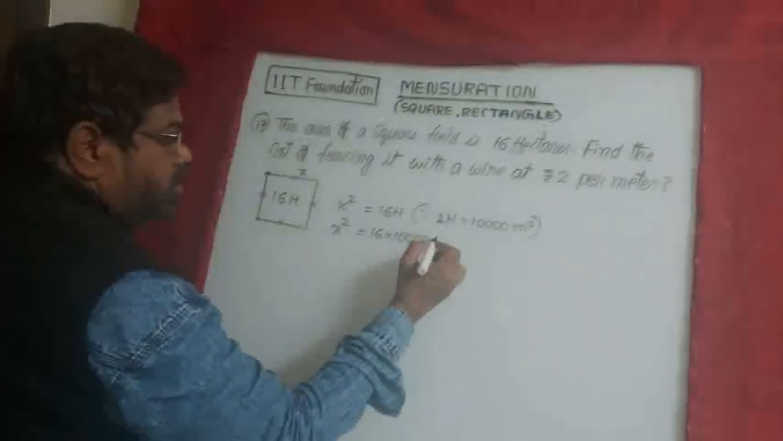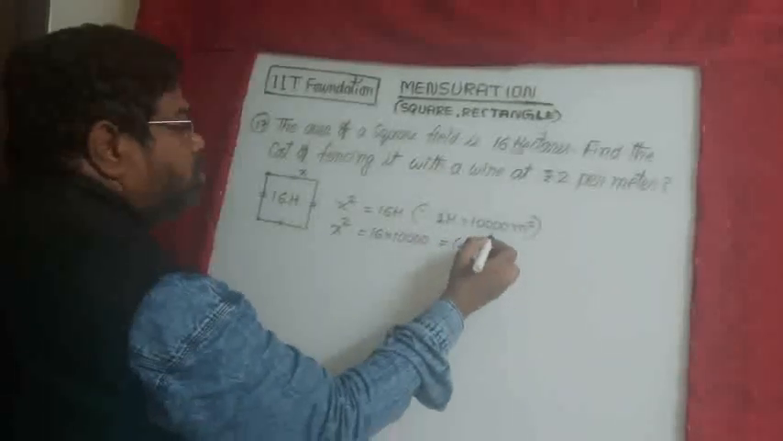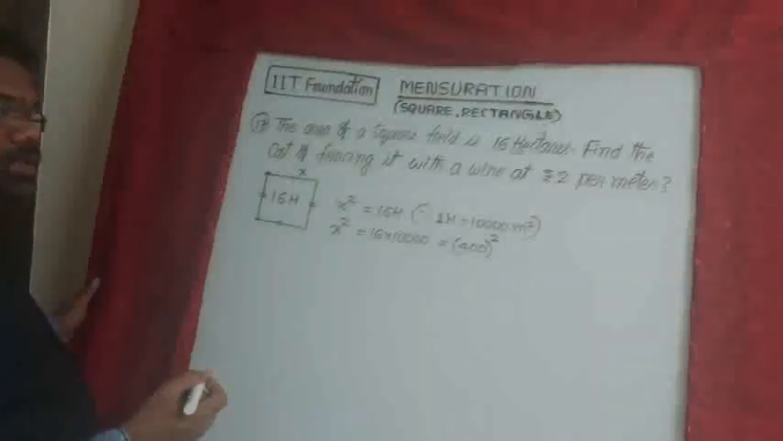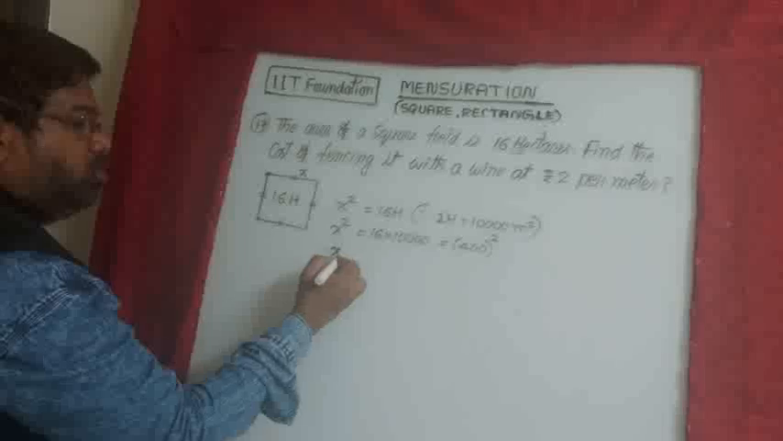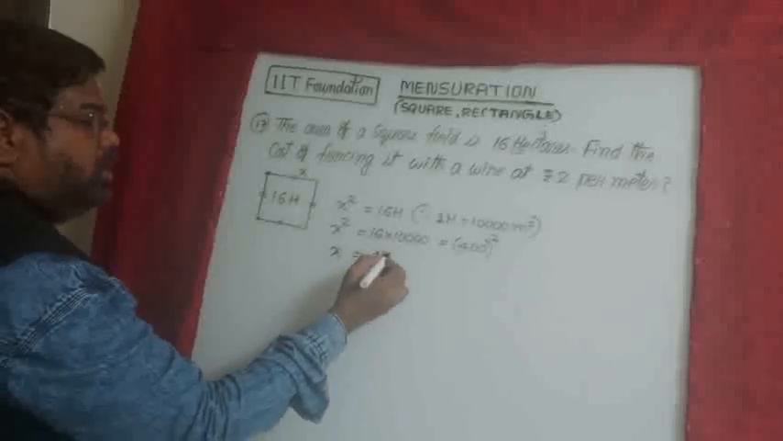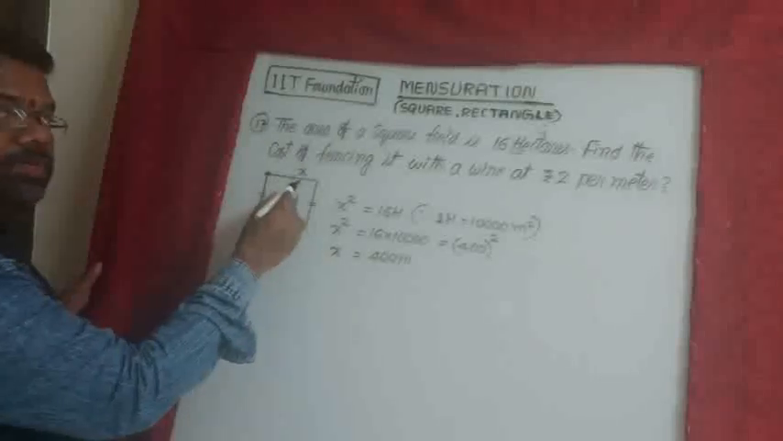So square meters. Now this can be written as 400 whole square. 400 into 400 is 160,000. So x square equals 400 whole square. So x equals 400 meters. Clear? So x, each side of the square, is 400 meters.